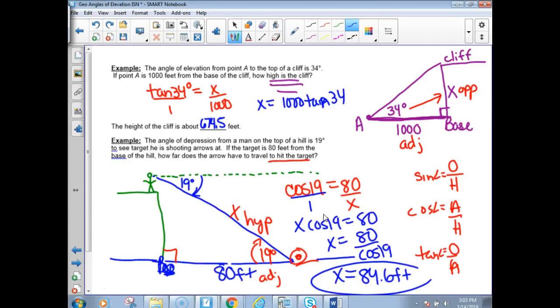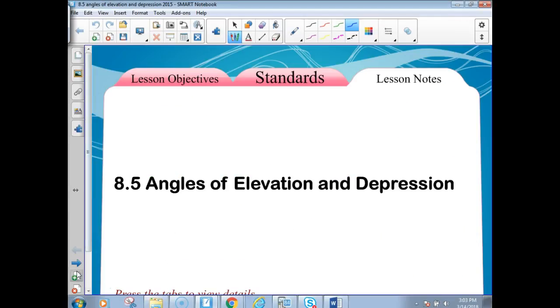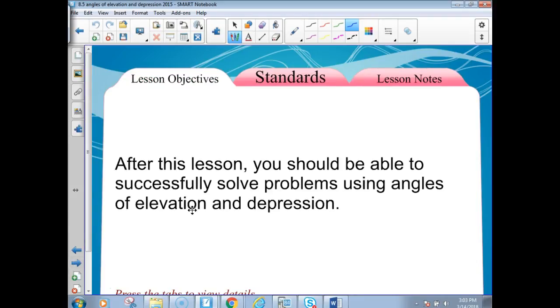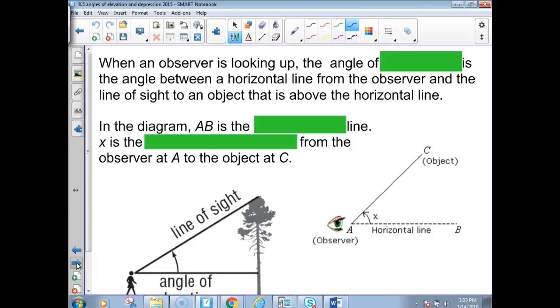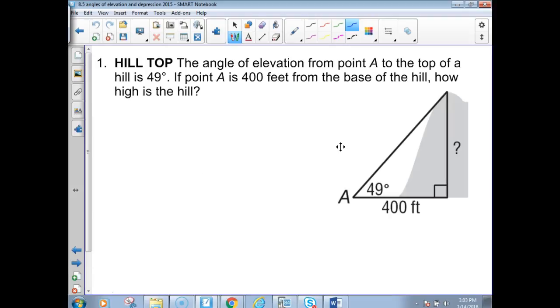Okay, need labels. All right, let's go to the packet, the practice that we're going to do today about angles of elevation and depression. After this lesson, you should be able to successfully solve problems using angles of elevation and depression. All right, we've already started on it. This is just some more examples of an angle of elevation, both of these, looking from there to the top of the tree, and angles of depression, looking downward. All right, let's just go for it.